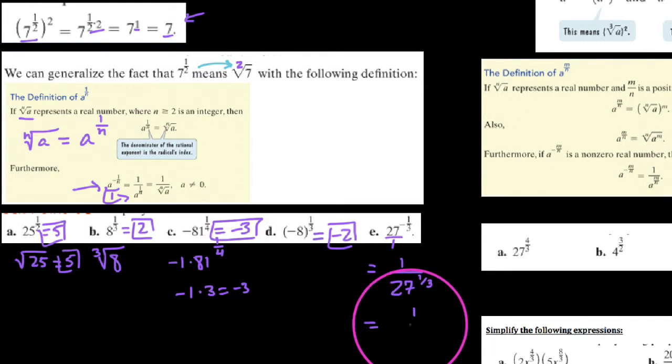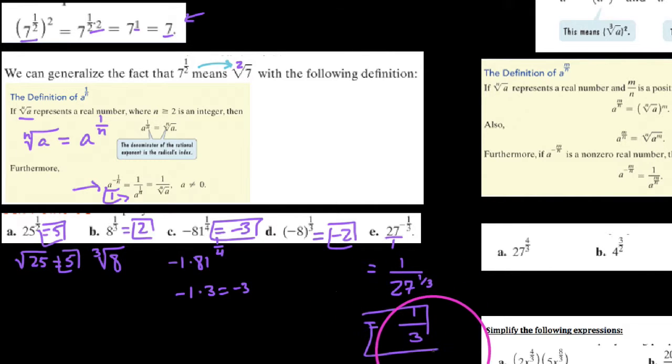So we have 1 over, and the 27 is a perfect cube of 3. So we get 1 over 3.